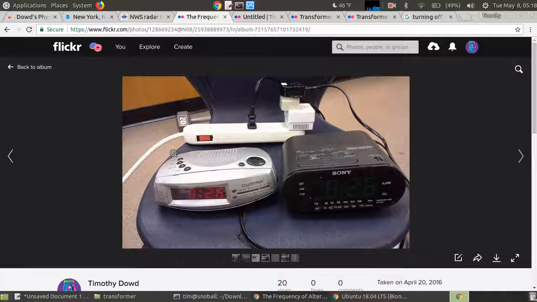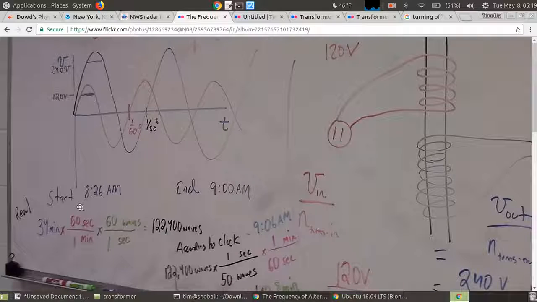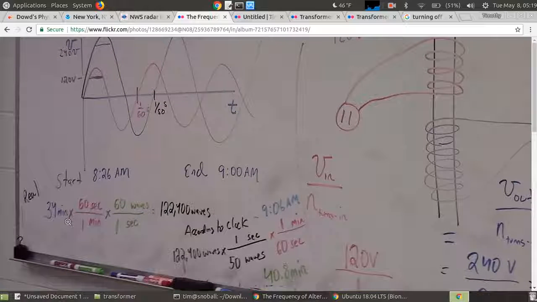I had a British clock and an American clock synchronized at the beginning of my first hour physics class in 2016. So I plan to run the clocks until 9 a.m. that day, which is 34 minutes.